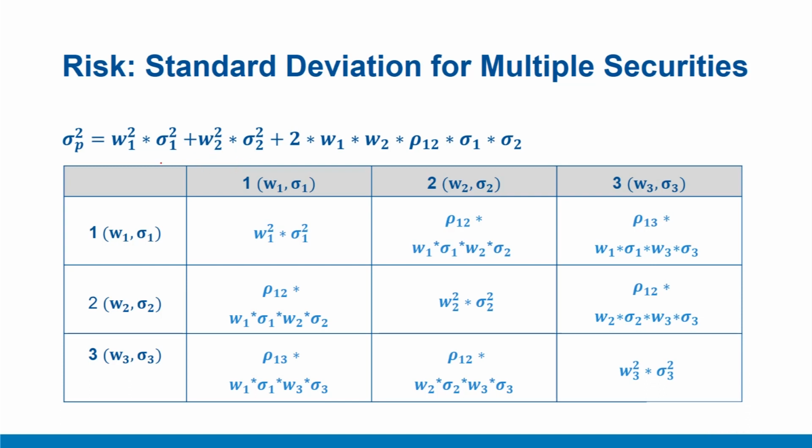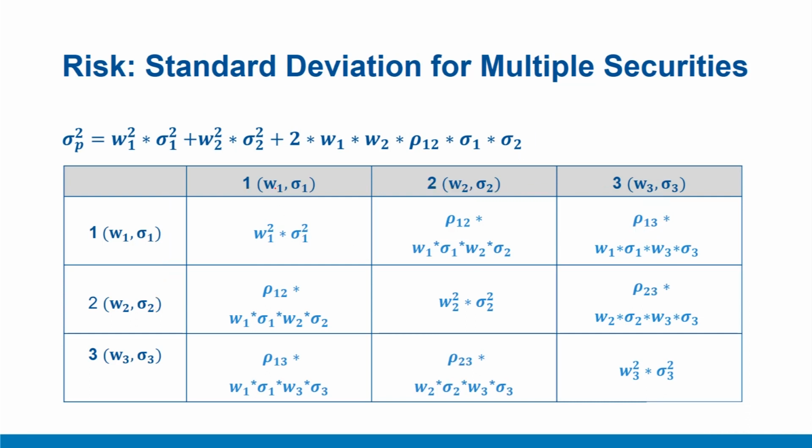Simply extending the formula for a two security case to multi-security case, kindly have a look at this 3 cross 3 box. And we'll try to extend this formula that we developed there for this 3 cross 3 security case. So we have W1 sigma 1 for security 1, W2 sigma 2 for security 2, W3 sigma 3 for security 3. Similarly, we have rho 1 2 for correlation between security 1 and 2, rho 1 3 for correlation between security 1 and 3, and then we have rho 2 3 for security 2 and 3.